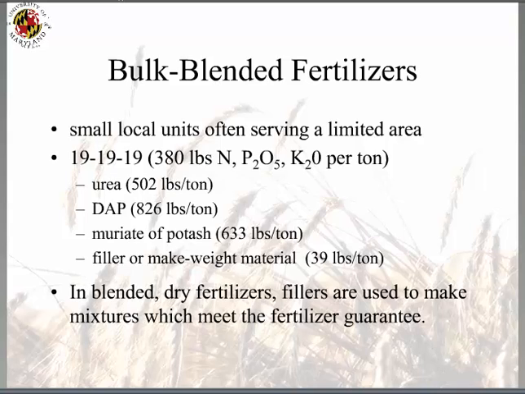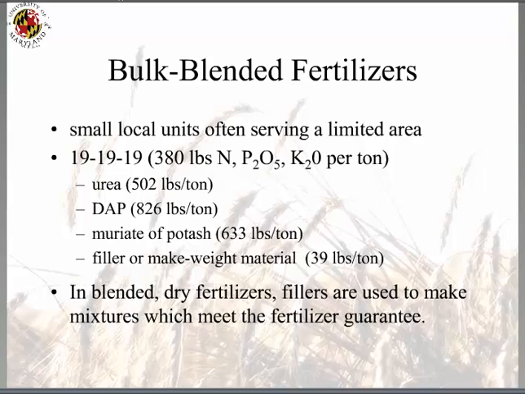19-19-19 is a good example of a bulk blended material. And if you were at one of these plants and you were making 19-19-19 out of this mixture of stuff, you had DAP, you had urea, and you had muriate of potash, you could figure out how much of each of those you needed so that you had 19% nitrogen, 19% P2O5, and 19% K2O. Okay, the fact is when you add those up, you don't quite have a ton, though. And so in that case, you actually have to add a little bit of a material. It's often called a filler or a make-weight material that makes up the rest of the weight. If a guy's buying a ton of stuff with a certain guarantee, he wants a ton of stuff with a certain guarantee. And sometimes a filler is necessary when you're bulk blending.